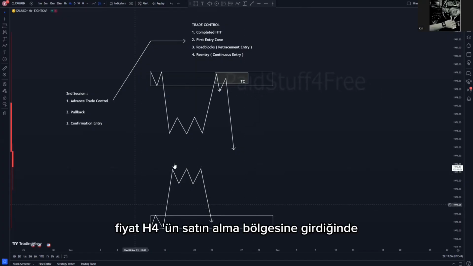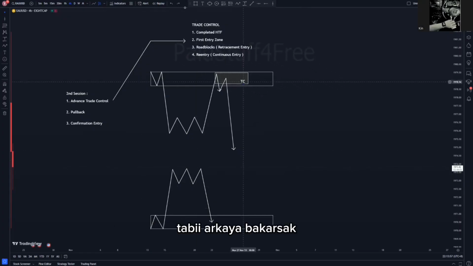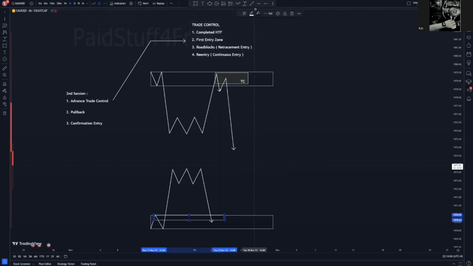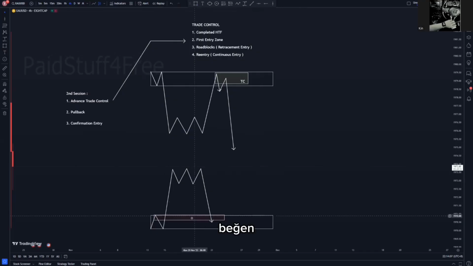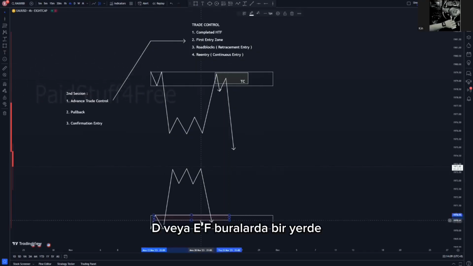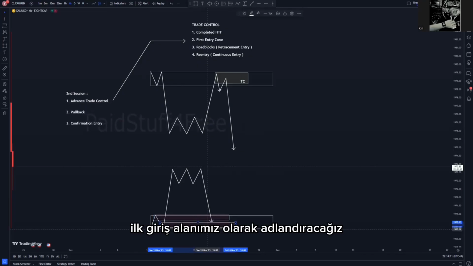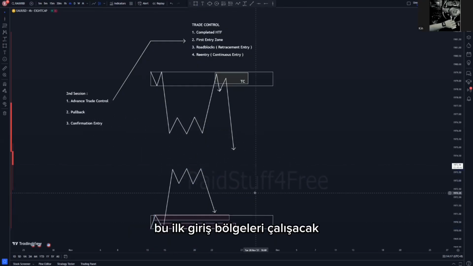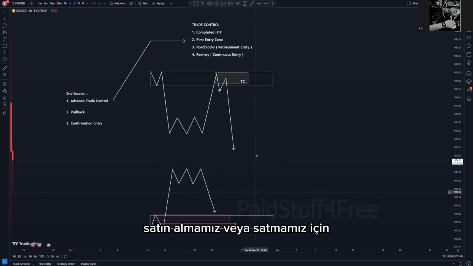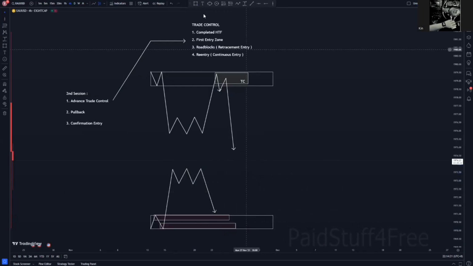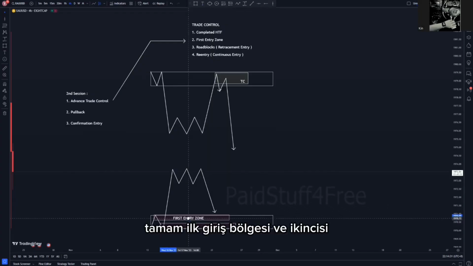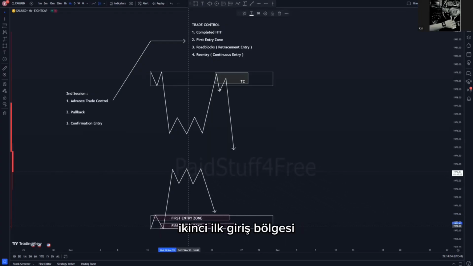So when the price gets into the buy zone of H4, if we look at the back, we're going to have M30 refined zones. Of course, we're going to have maybe some ED or EF somewhere around here. This ED or EF, we're going to call our first entry zone. These first entry zones work for us to take a buy or a sell. So let me mark this one first. First entry zone, and the second first entry zone.